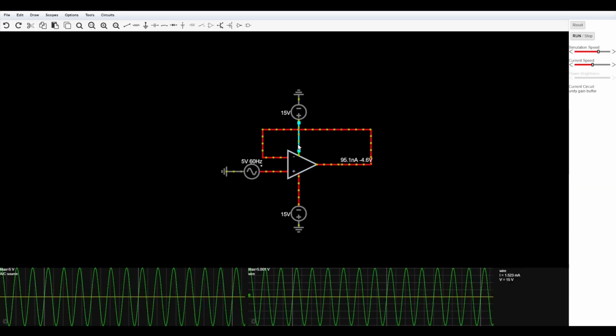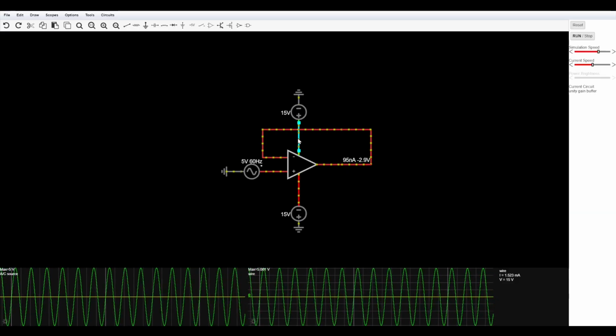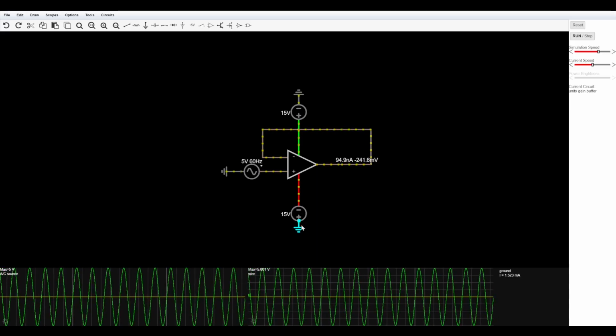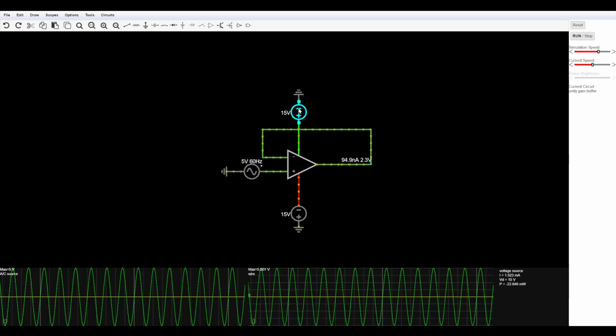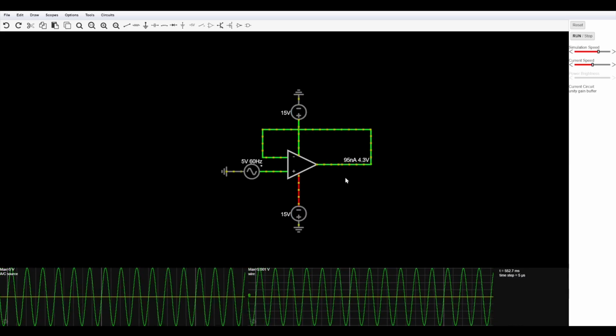In this case, we've got our positive. Actually, this is, oh, no, no, okay. On the bottom, we have our negative 15 volts. I've just got the terminal switched around. And on the top, we've got our positive 15 volts. So rail to rail, it'll go 15.